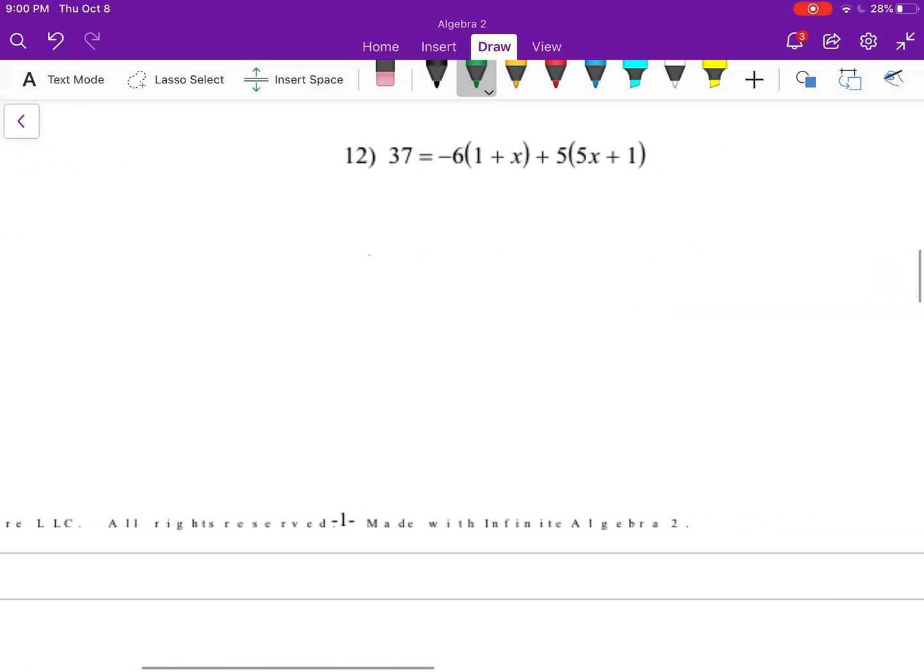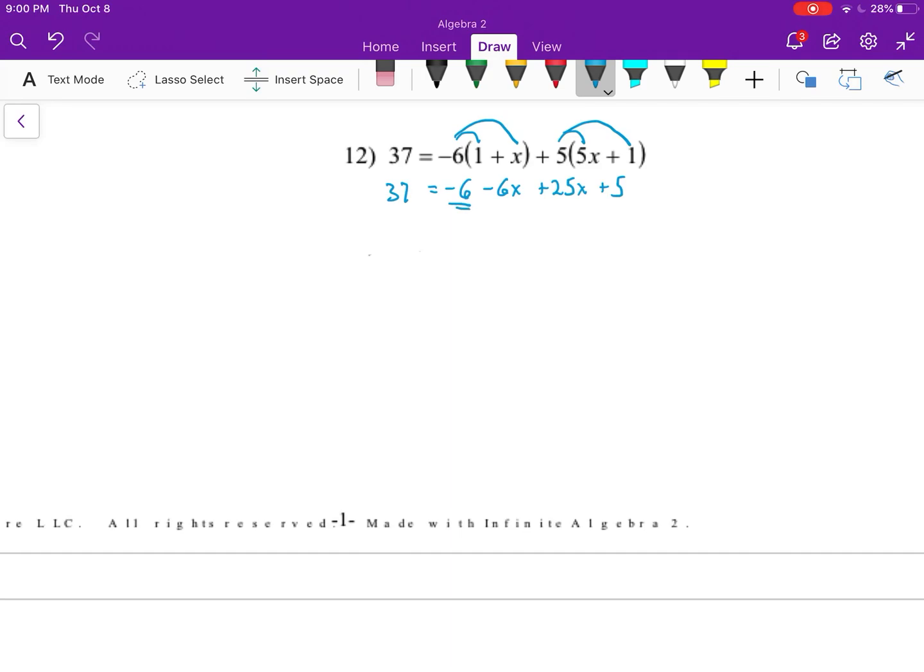12. Once again, we want to simplify each side and then solve. And solving involves getting all the variables to one side and everything else to the other side. So to start off with here, we need to distribute to help us simplify each side. We can't simplify the 37 on the left. So we have 37 is equal to negative 6 minus 6x plus 25x plus 5.